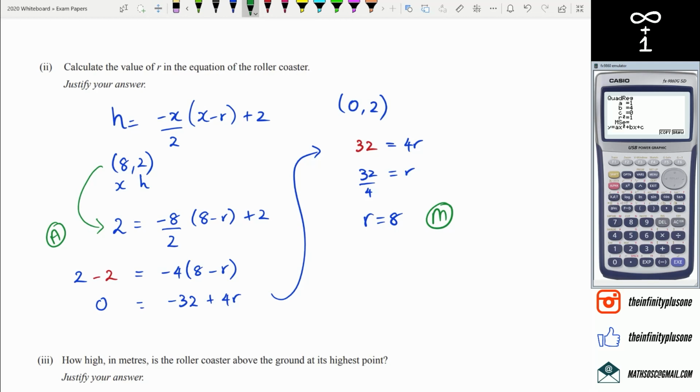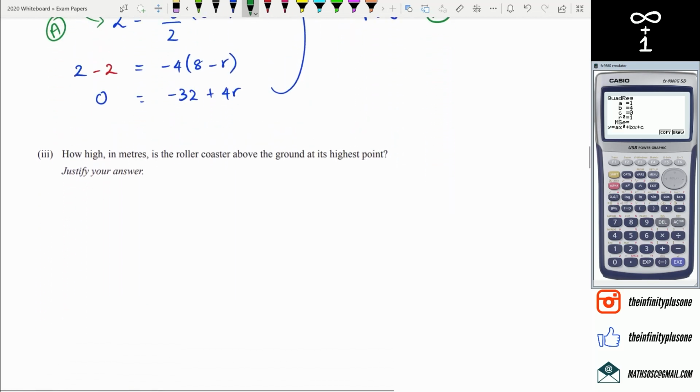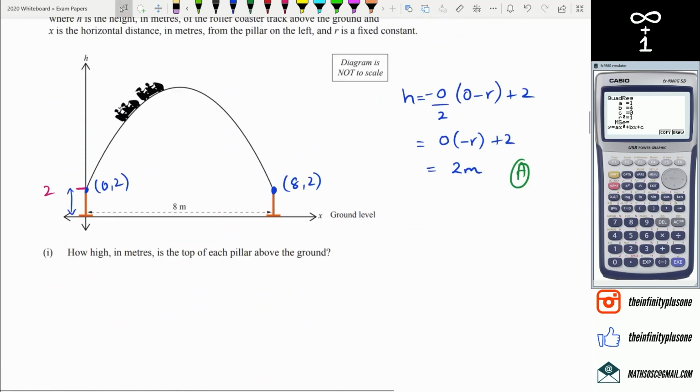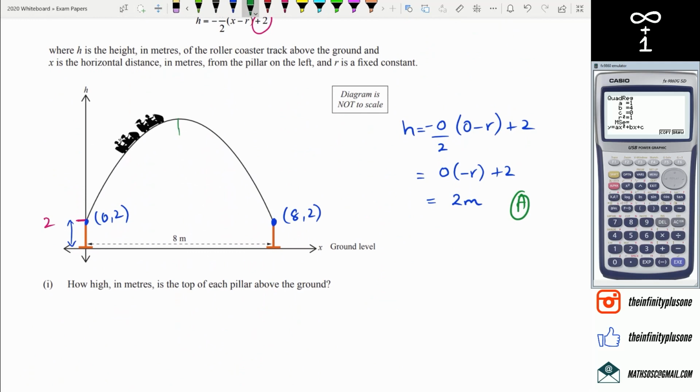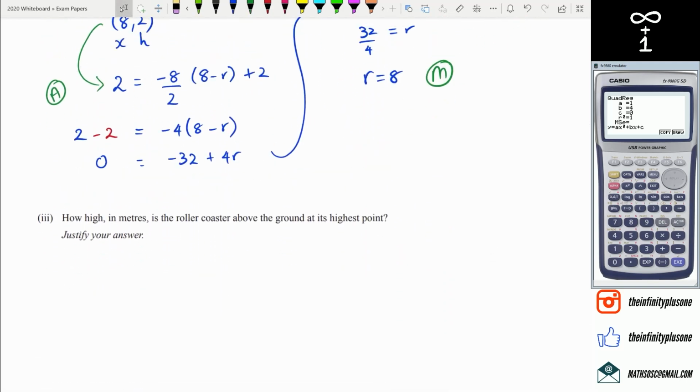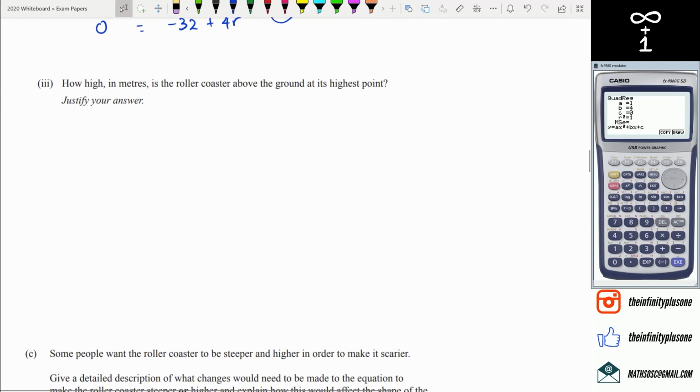All right, so let's go to part 3. Part 3 says, how high in meters is the roller coaster above its highest point? So we're going to go back to the diagram. We're going to find what the height of it is, and we know that the halfway mark is 4 meters. So we just have to substitute 4 to actually figure out what the height is.